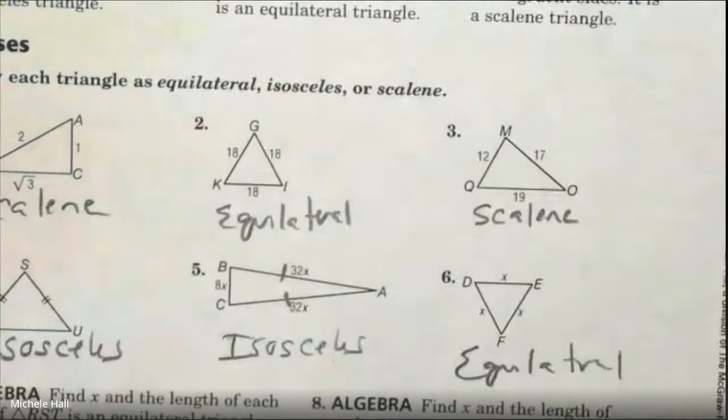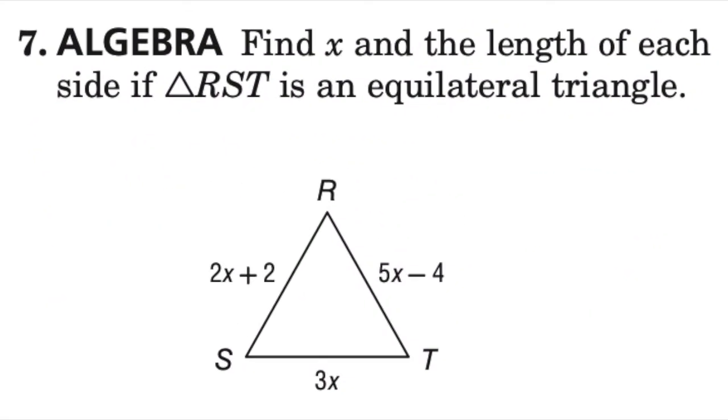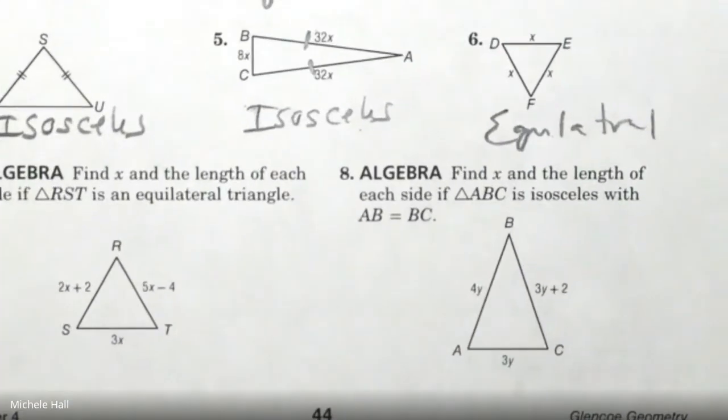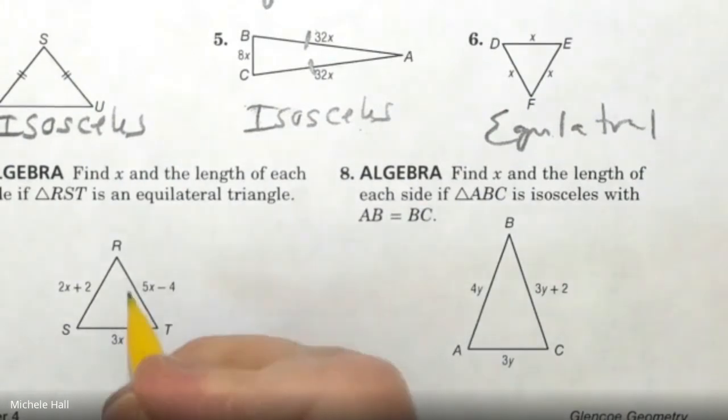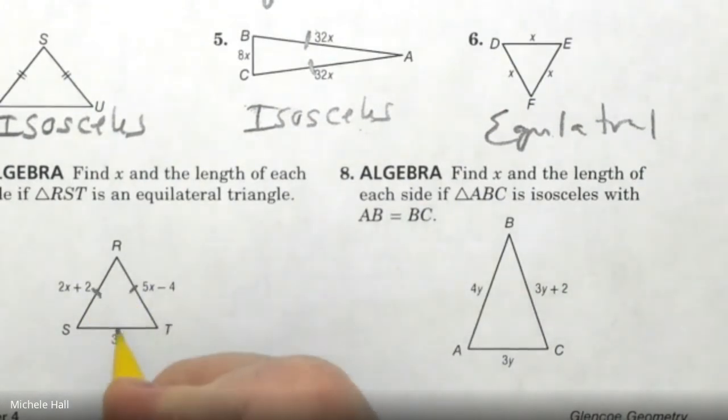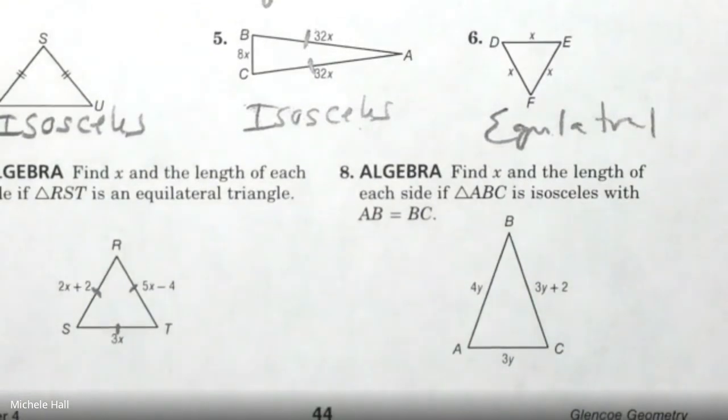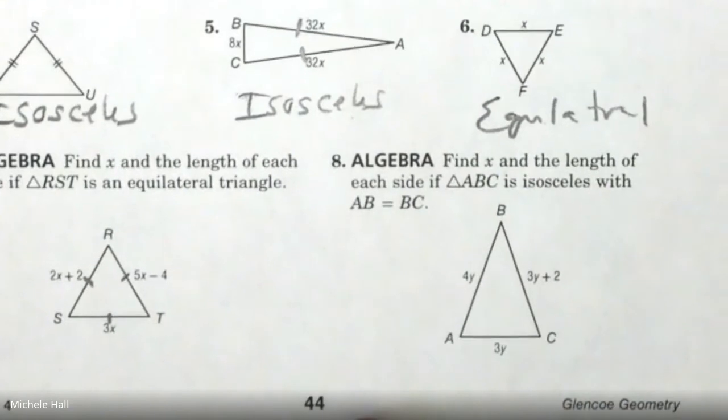We're going to do some algebra. Number 7. Number 7 says, find x and the length of each side if triangle RST is equilateral. I need a relationship. What kind of triangle is it? It's equilateral, so I know that if I go like this, it'll remind me that all of those sides are equal. What did I say? Oh my goodness, did I say equal? Because it's funny, I was looking to write an equation. Go figure. So what equals what?